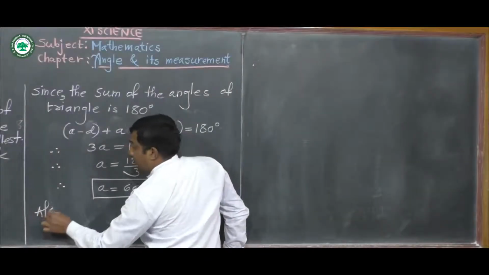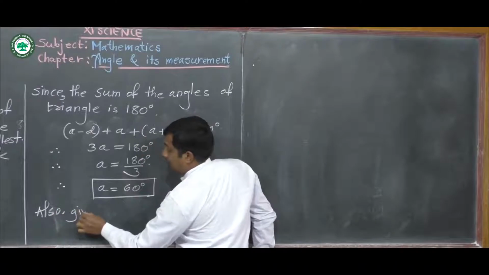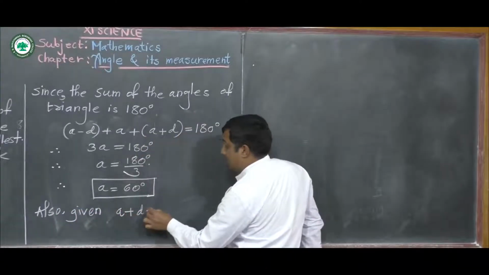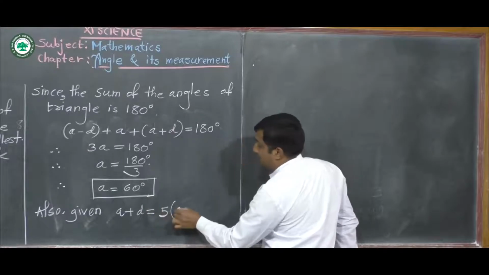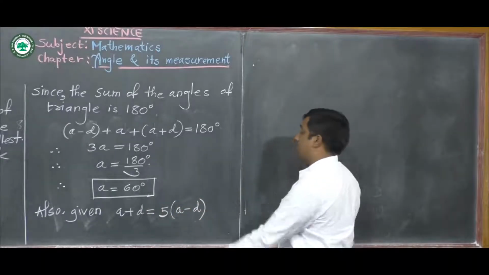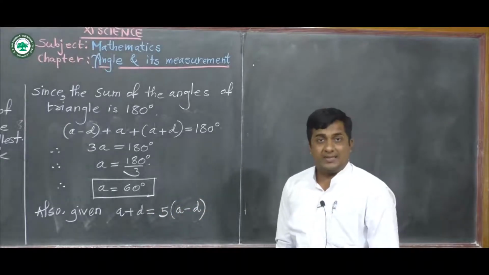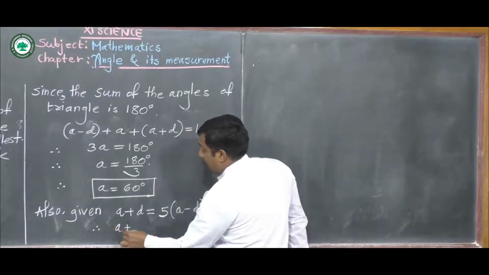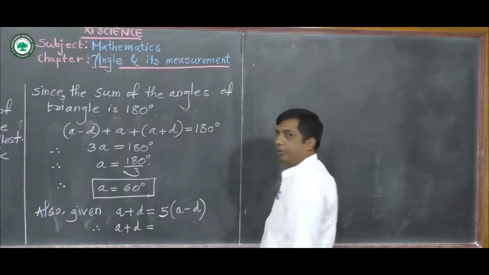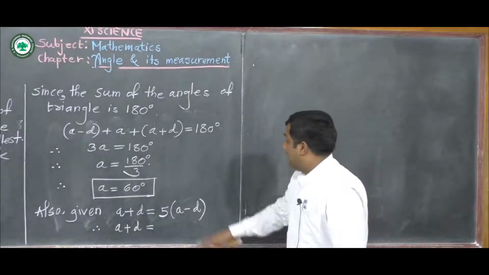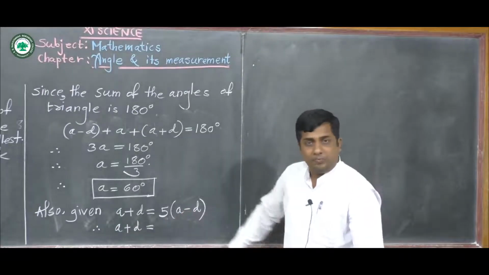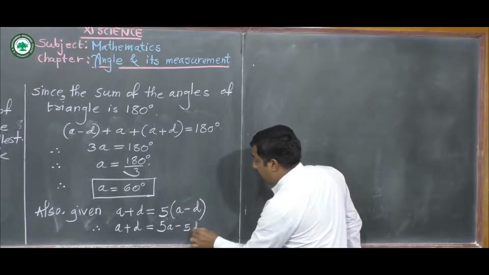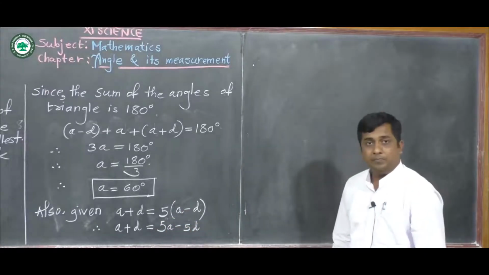Also given, the greatest angle, that is A plus D, is 5 times the smallest, that is 5 into bracket A minus D. Therefore A plus D is equal to, let's multiply this bracket by 5. If we multiply, we get 5A minus 5D.